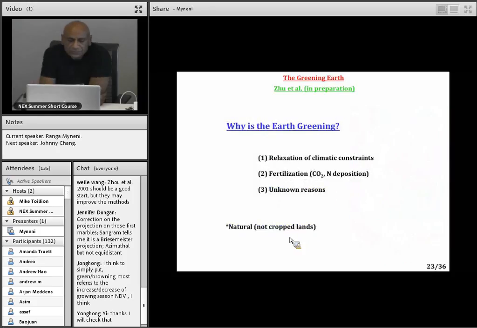So the question is, why is the earth greening? The Myneni et al. hypothesis is relaxation of climatic constraints to plant growth. We throw in some more fertilization effects. For instance, CO2 has increased in the last 30 years, maybe from 330 ppm to a higher level. So in our analysis, we don't include croplands for the time being.